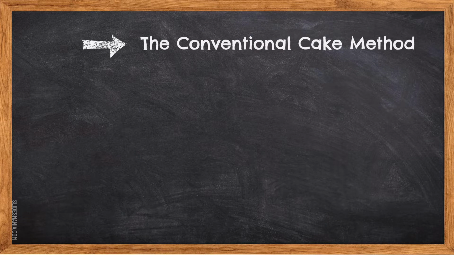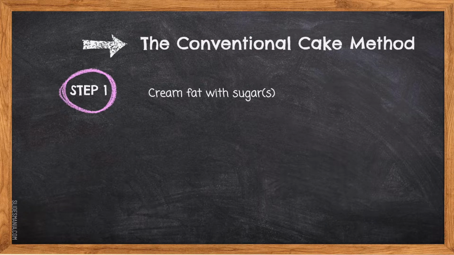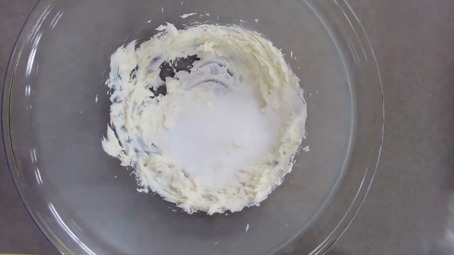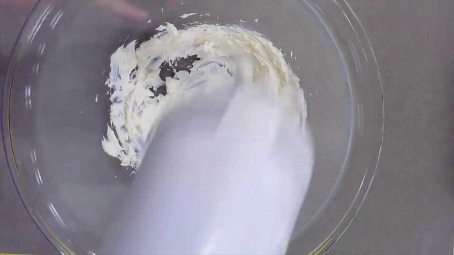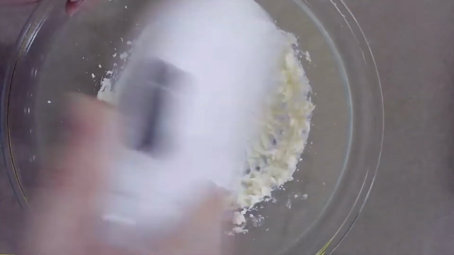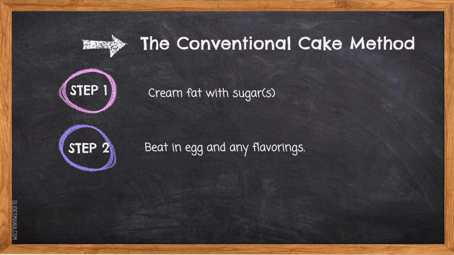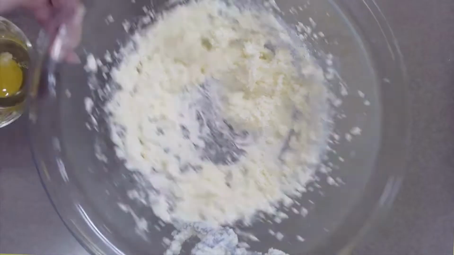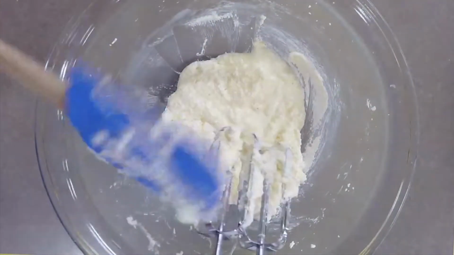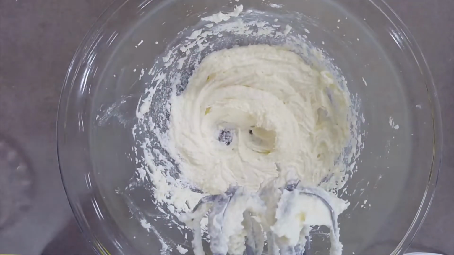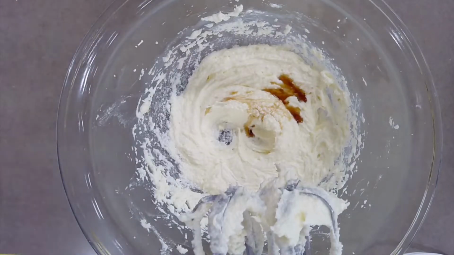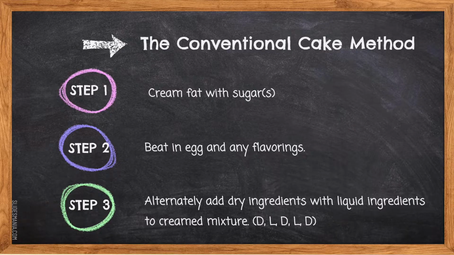The conventional cake method is as follows. Step 1. Cream fat with sugar. Step 2. Beat in egg and any flavorings. Step 3. Alternately add dry ingredients with liquid ingredients to creamed mixture. Dry, liquid, dry, liquid, dry.